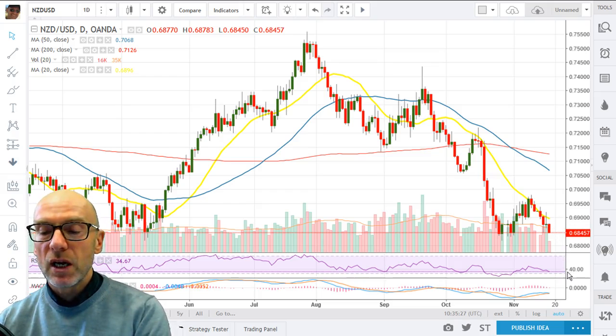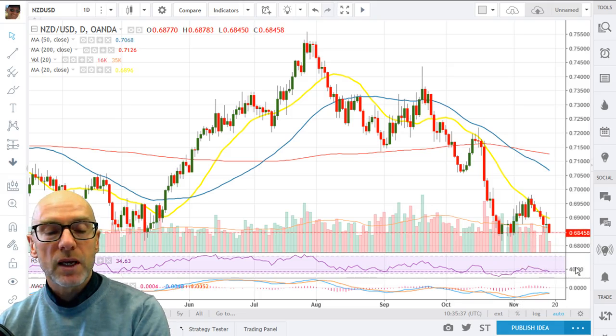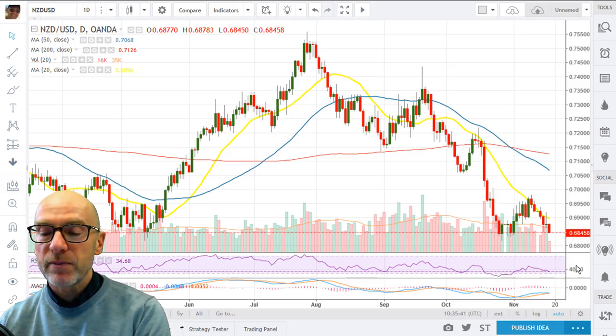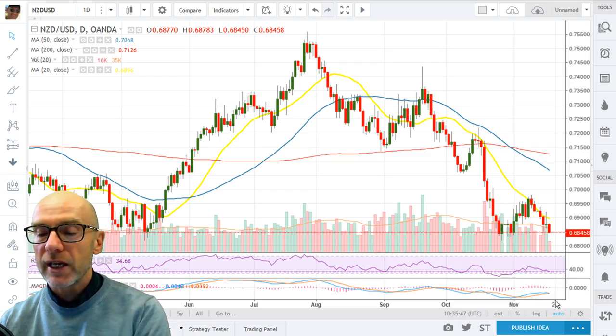Momentum wise, the RSI's dipped back down. It did look like we were potentially getting a non-confirmation, but that's been ruled out now as we track lower. RSI presently 34.63, and the MACD, the short term, has gone back below the longer term as they are again drifting and they're below zero.